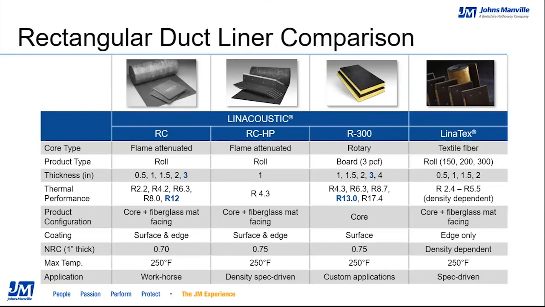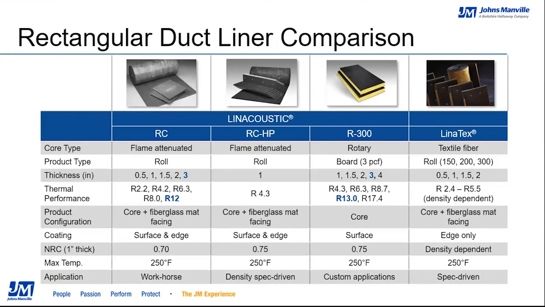The R300 product is rotary made, we make it the same way cotton candy would be made at the state fair. It's a 3-pound board. We can make it from 1 inch all the way up to 4 inches thick, and the corresponding R values tie to it. We do have a coated airstream surface on that product as well, and it gets used in all kinds of applications, not only regular ductwork and plenums, but we see it a lot in movie theaters or recording studios, things like that. It'll get covered with fabric to hide it and give it the look that you're looking for, maybe in a church, things like that.